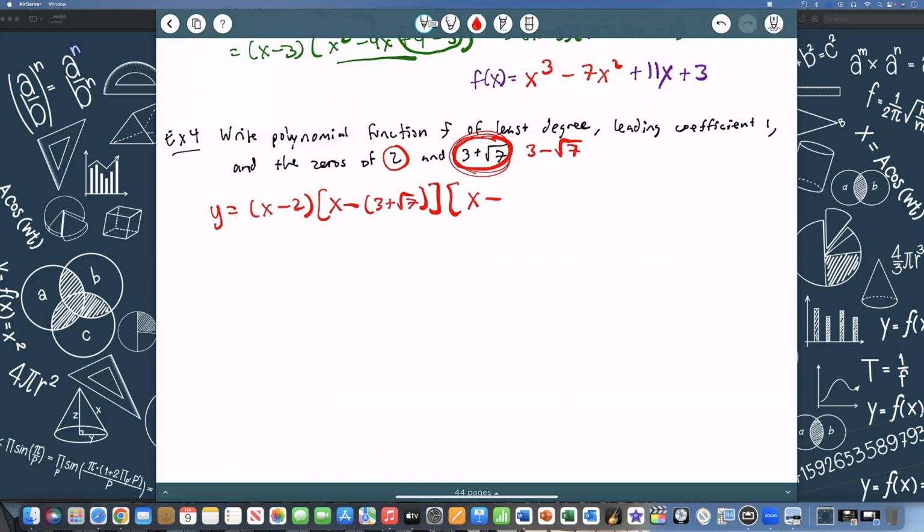Okay, and then x minus the entire root of 3 minus radical 7. So x minus each of the roots. If your roots are 2 terms, x minus, use parentheses around that entire 3 plus radical 7 and 3 minus radical 7.